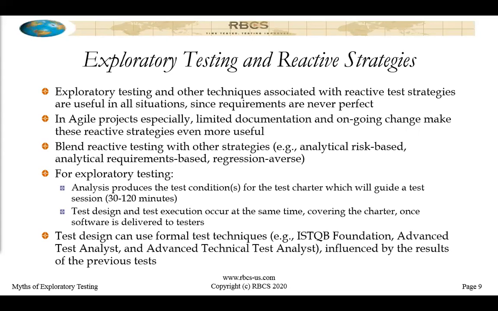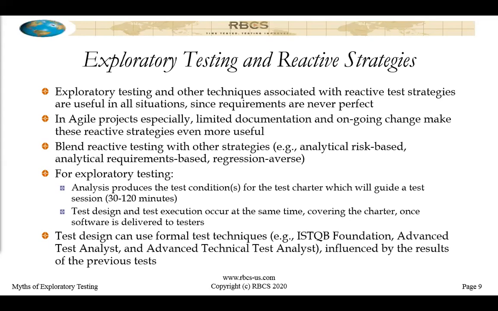But that said, you want to make sure that you are using other types of strategies like an analytical risk-based strategy, analytical requirements-based strategy, and regression-averse strategies through, say, heavy automation of your regression tests and so forth, rather than just relying on the exploratory testing by itself.